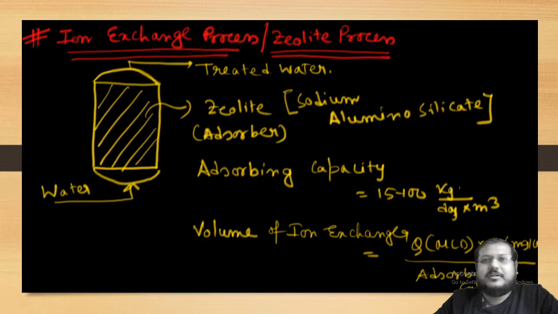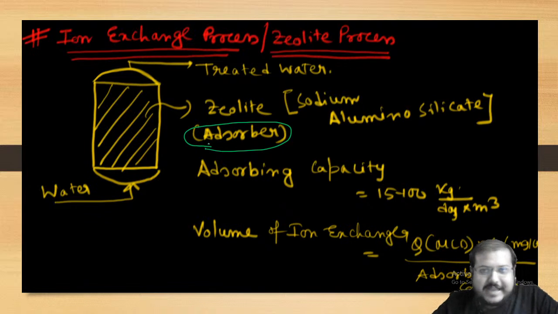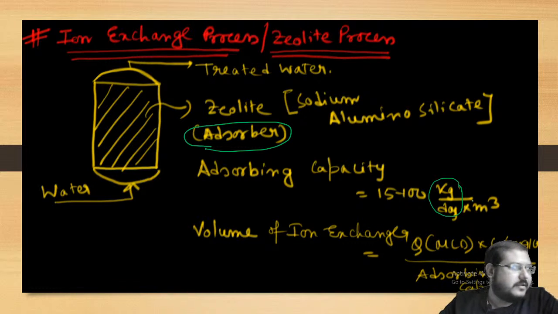Now, what is the ion exchange method or zeolite process? In the ion exchange method, in a cylindrical tank, there will be a zeolite adsorber. See the term adsorber. It's not absorber. It's not a chemical process. Adsorber. It is sodium aluminosilicate. The adsorbing capacity will be between 15 to 100 kg per meter cube. So obviously the volume will be in kg per day in conversion concept. The volume will be Q in MLD into concentration in milligram per liter divided by adsorbing capacity. This one will be kg per day, so it's kg per day per meter cube, so eventually it will be meter cube only.